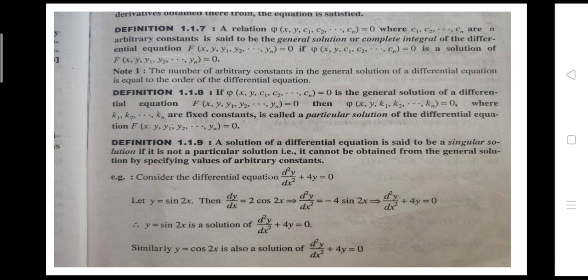Now substitute these two values in the given equation. We know d square y by dx square is minus 4 sin 2x and y is sin 2x, and we get d square y by dx square plus 4y equal to 0. Therefore y equal to sin 2x is a solution of d square y by dx square plus 4y equal to 0. Similarly, y equal to cos 2x is also a solution of d square y by dx square plus 4y equal to 0. Now continue to the next slide.